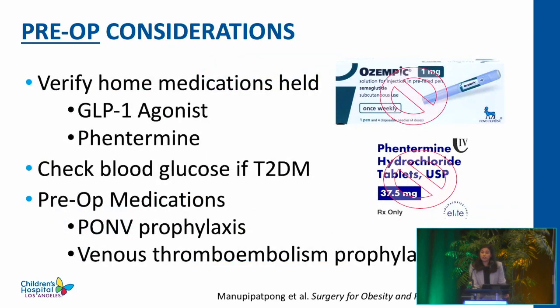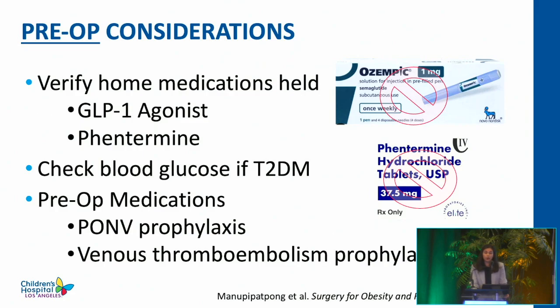So if we have a patient scheduled for surgery, the things that we look for the morning of surgery are that their GLP-1 agonists and phentermine were held appropriately. We check a blood glucose if they are a type 2 diabetic. There is this concept of permissive perioperative hyperglycemia in these patients, which is essentially acknowledging the fact that if we are choosing to hold their GLP-1 agonist before surgery and they are reliant on that medication for management of their blood glucose, they may be hyperglycemic perioperatively.